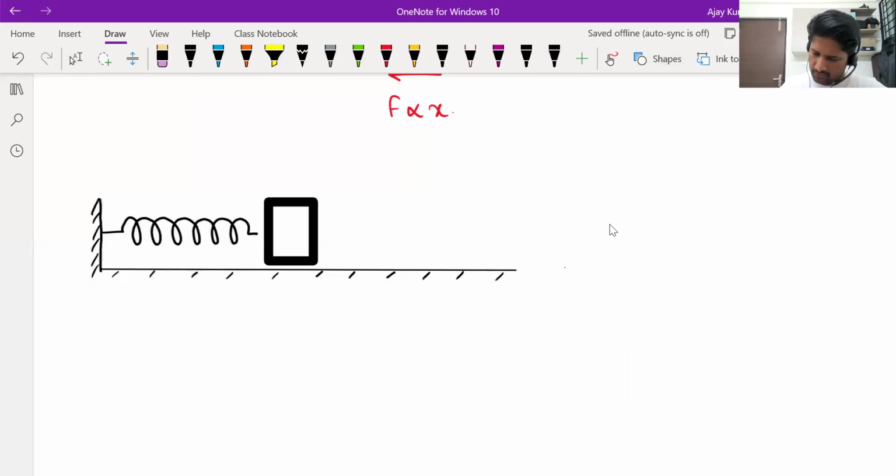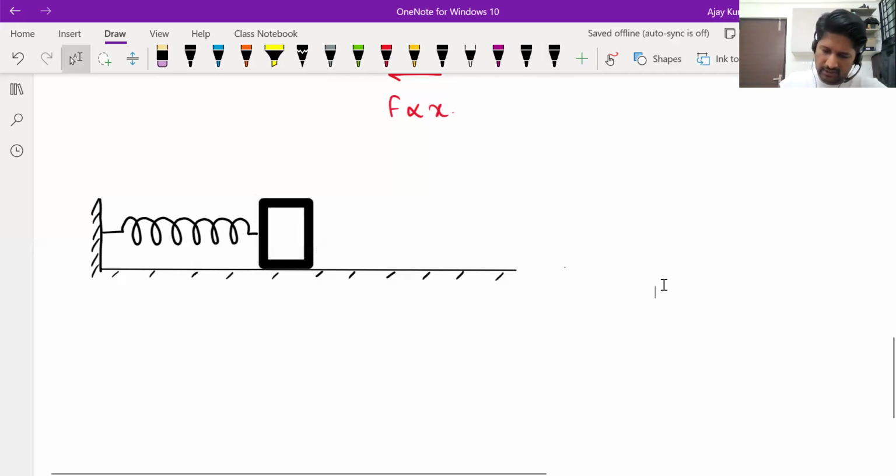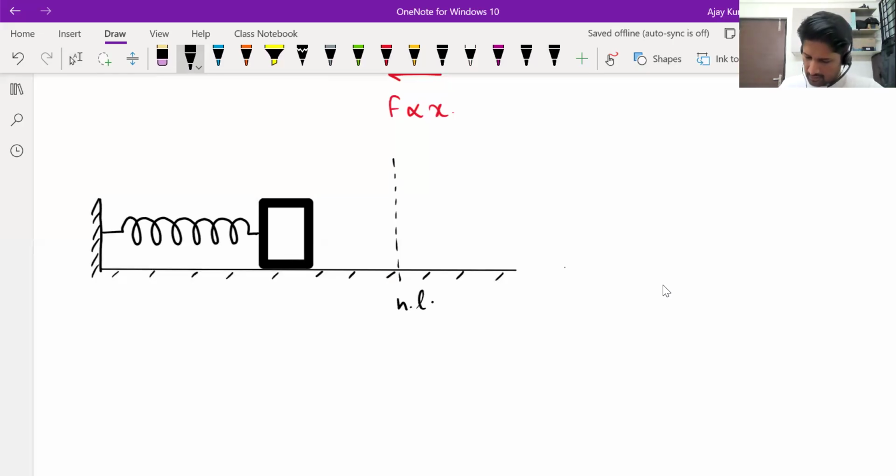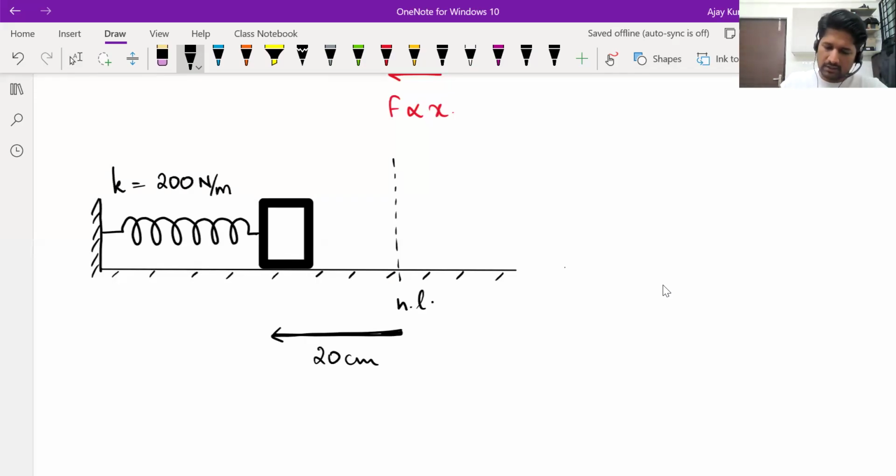Let's say a block is connected to the spring and the spring is compressed. Okay, in this present state, it is already compressed. Assume this is the natural length of the spring and it is compressed already by, say, some 20 centimeters. Let's assume the spring constant to be 200 force per unit length, so Newton per meter. Assume the mass of the block is 2 kg. Smooth surface.